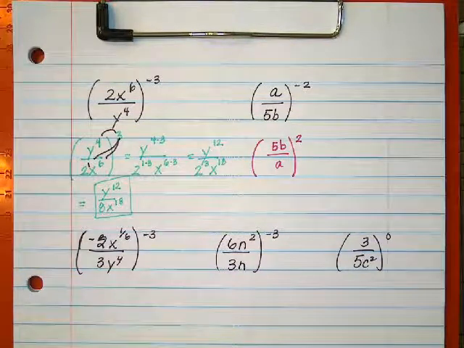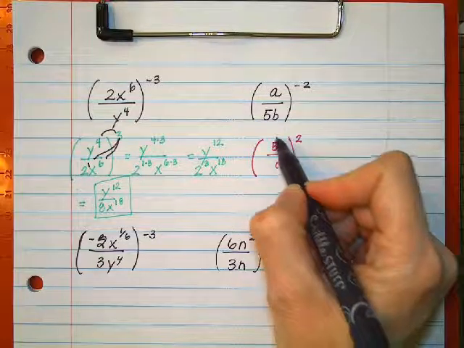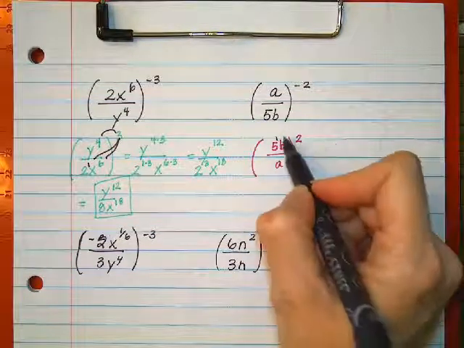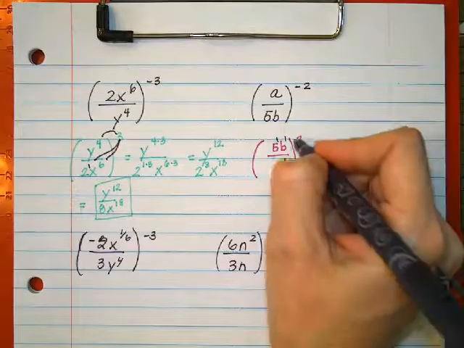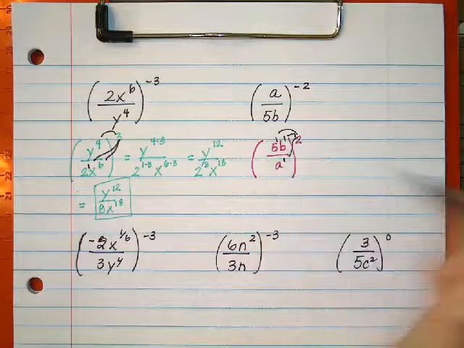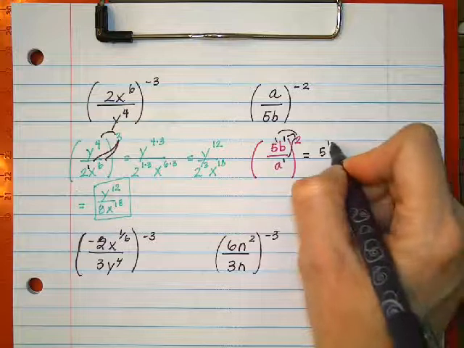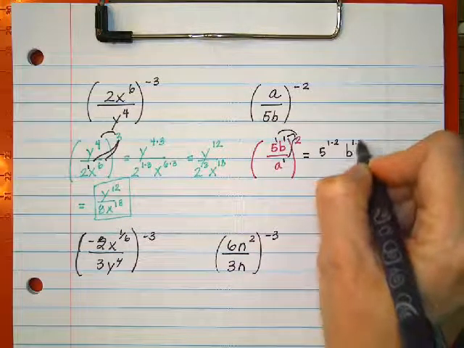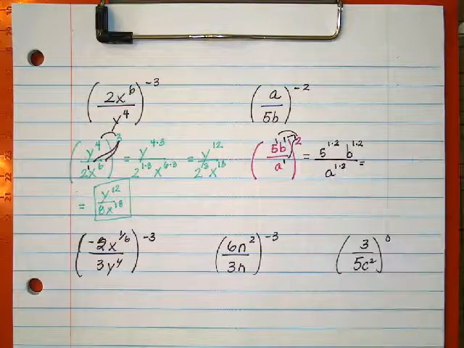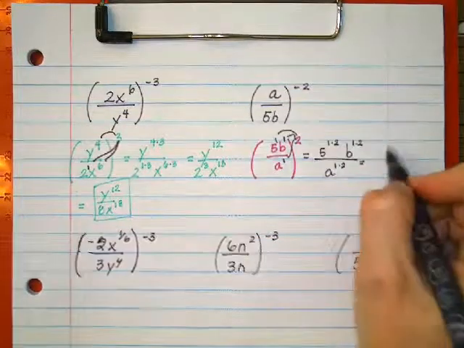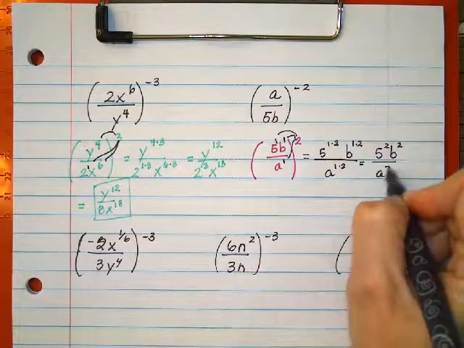So now I'm going to go ahead and assess my problem I got going on here. My 5, I don't see an exponent, so I'm going to put a 1. My b, I don't see an exponent, so I'll put 1. And my a, I don't see an exponent, so I'll put a 1. So I'm going to multiply 2 times each one of these individual exponents. So now I've got 5 to the 1 times 2, b to the 1 times 2, over a to the 1 times 2. All right, so I'm going to go ahead and multiply. 1 times 2 is 2, and 1 times 2 is 2, and 1 times 2 is 2.